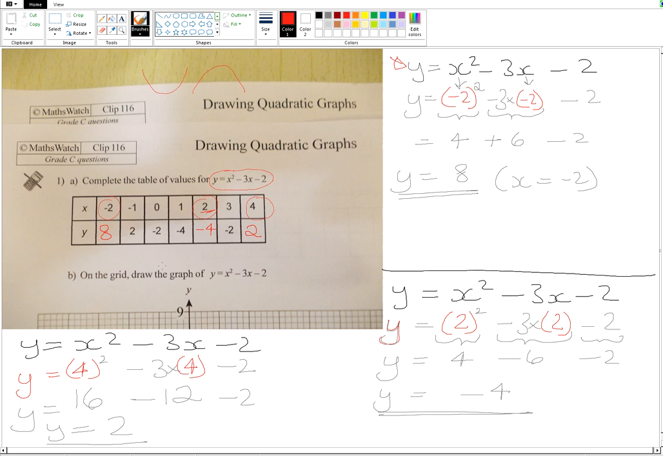Now, how do you know you've got the right values? When you plot the graph, you should get a nice curve. If you don't get a curve and it's all over the place, then that means you've made some mistakes in your values. Okay, right, shall we find the graph for that and plot it?